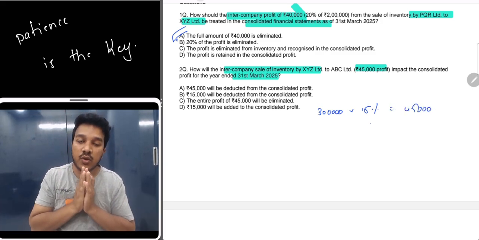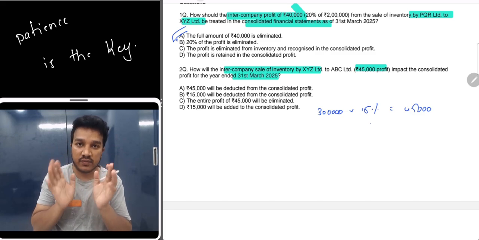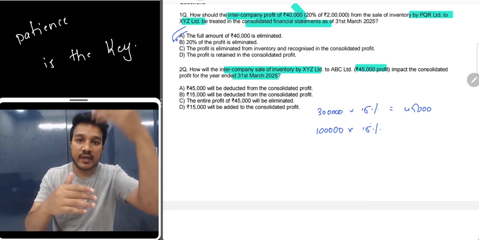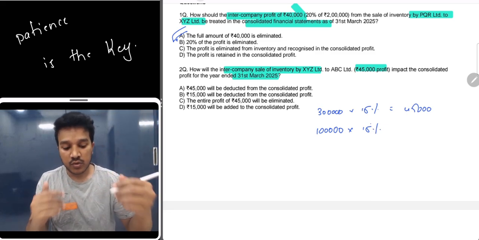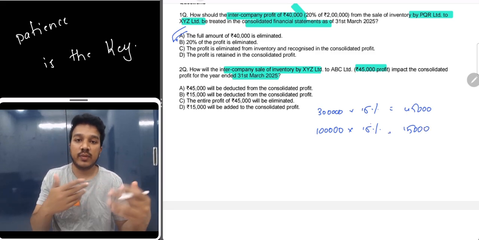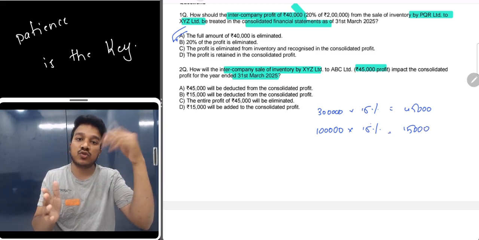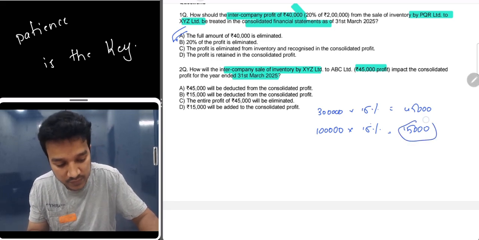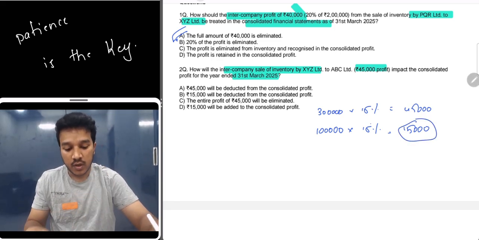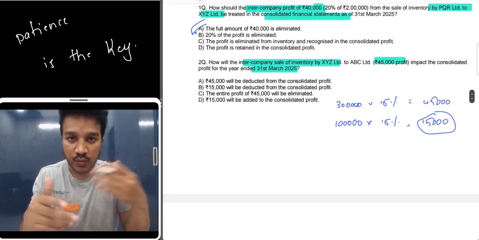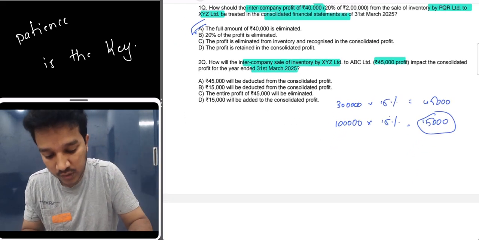But ultimately, how many goods are left as of the year end, 31st March? Only 1 lakh of goods are left, which were sold by the parent company to the subsidiary. So out of this 1 lakh, 15,000 is the profit that has to be eliminated, because the other 2 lakh of goods have been sold outside. Only 1 lakh is lying with the subsidiary. So this 15,000 has to be eliminated now. Let's try and understand. We will calculate only for 1 lakh, not for 3 lakhs.